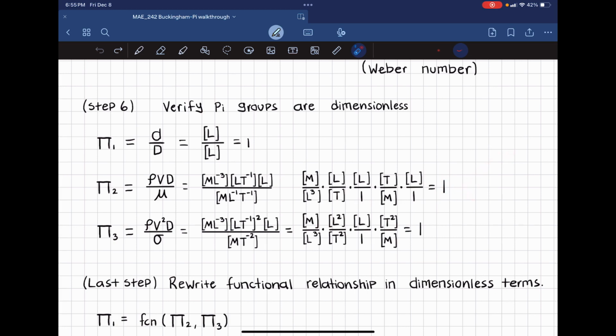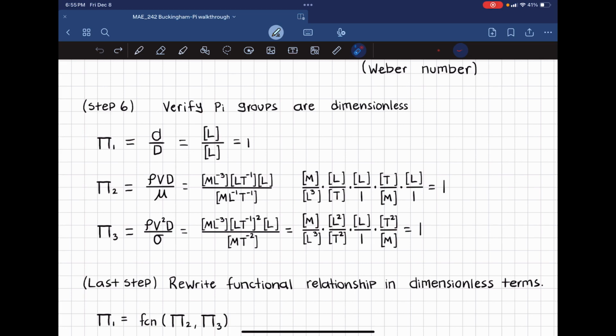Now, finally, we have the pi 3 term, which we know is the Weber number. It's rho V squared D over sigma. We do the same steps. We write out all of the individual dimensions, and then we write them as single fractions like this. And again, you don't have to follow this last step. This is just something I find to keep everything orderly, because if you're dealing with 3 or 4 pi groups, it's a lot of dimensions, and it can be easy to make a mistake in the algebra, and that'll actually throw the whole problem off.